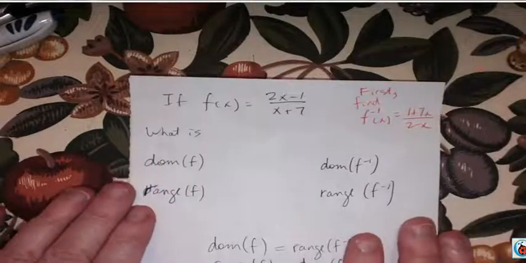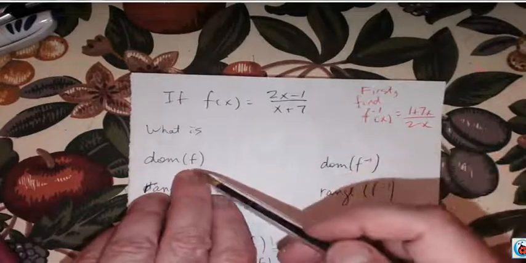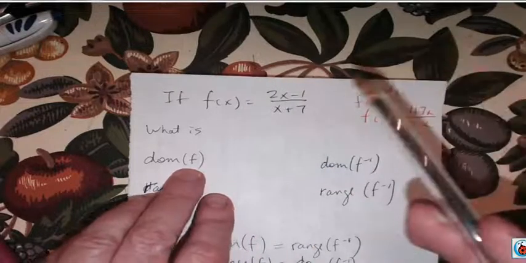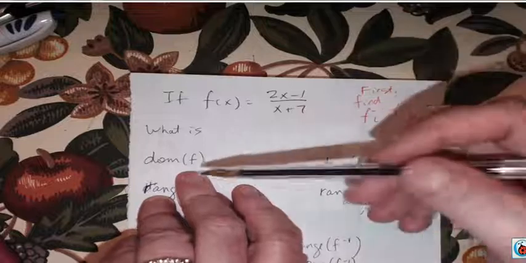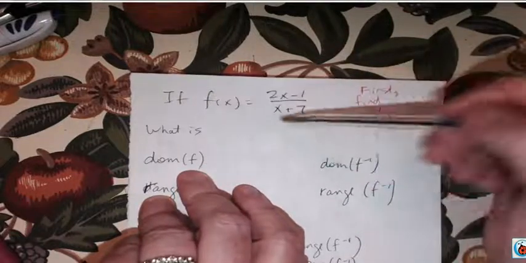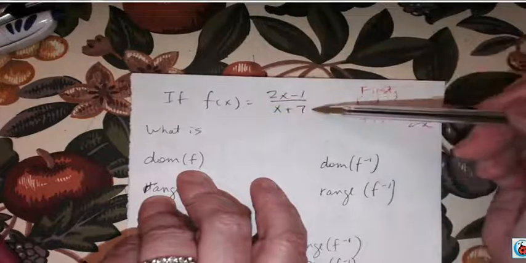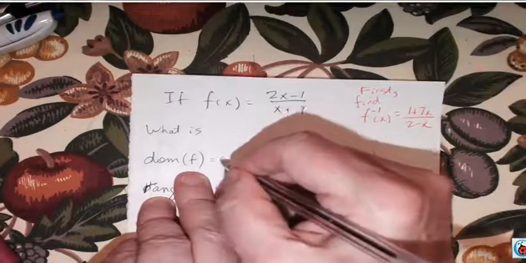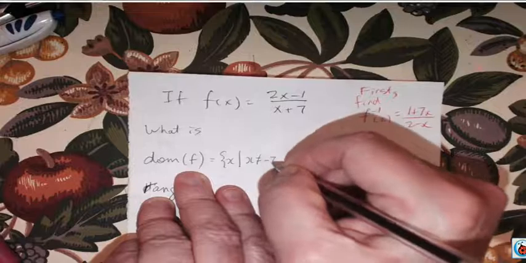Now let's answer the domain question. So what is the domain of f? The domain is what the x values are allowed to be. To be in this math course where we are now, you already should know how to do that. This is a fraction. You're not allowed 0 in the bottom, so x is not allowed to be -7. So any x as long as it's not -7.